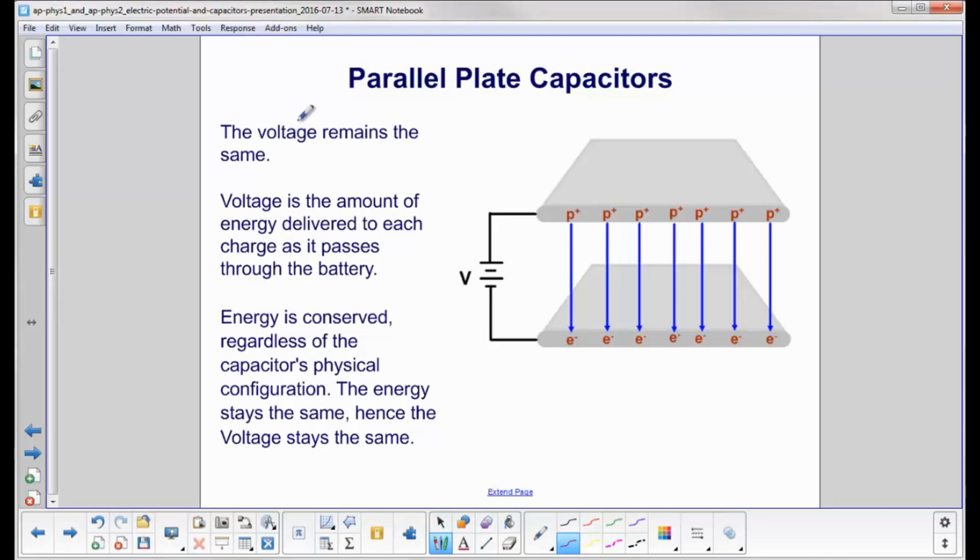The voltage remains the same. Voltage is the amount of energy delivered to each charge as it passes through the battery. Since the battery is still hooked up, it maintains the same potential difference between the two plates. That's because energy is conserved regardless of how you change what the capacitor looks like. Since the energy stays the same and voltage is the energy per charge, the voltage will stay constant.